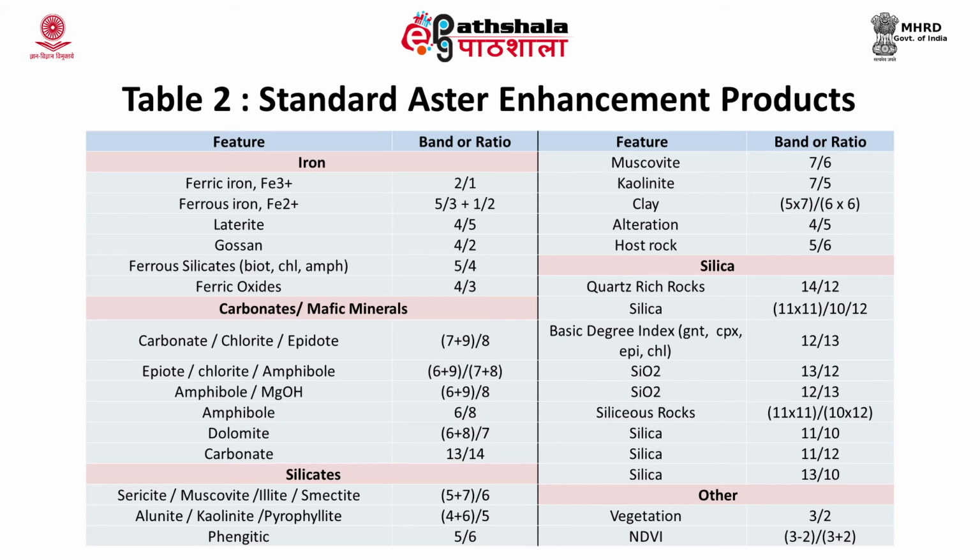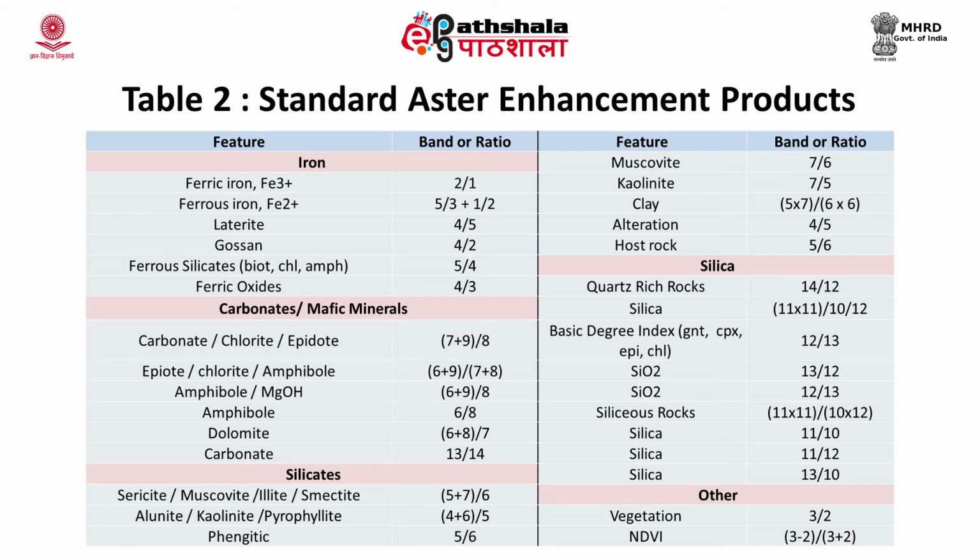If you have carbonate or mafic minerals, then you can go for different band ratios. For example, for carbonate, chlorite, epidote, what you can do is add 7 and 9, and then take the ratio with respect to 8. And if you have epidote, chlorite and amphibole, you can combine 6 plus 9 divided by 7, 8.